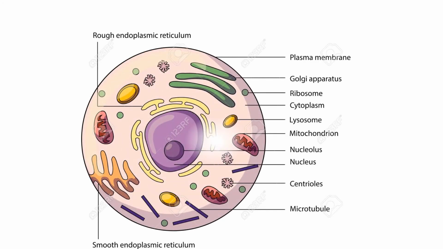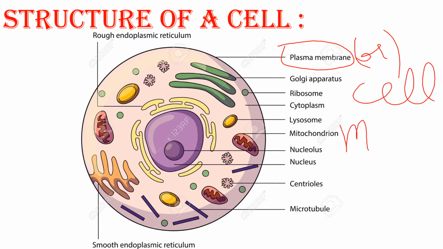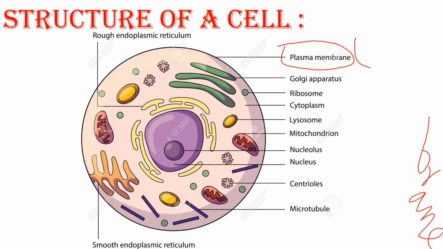So let's come to the structure of a cell. In the previous video, I showed you a simple structure of a cell. Now I am going to show you different organelles also. So let's see it. You all know this is the plasma membrane, also called the cell membrane.